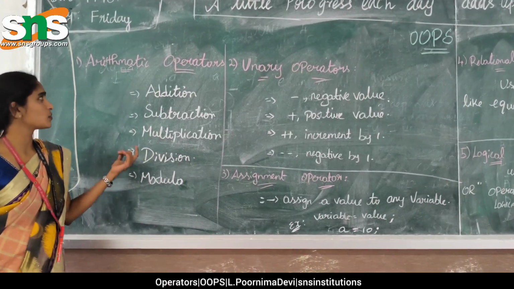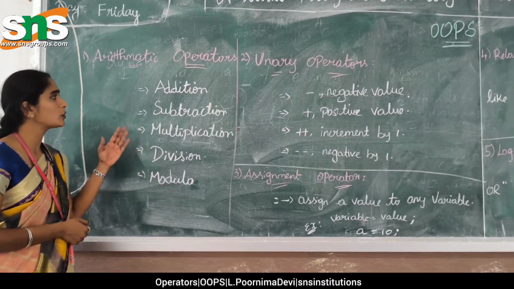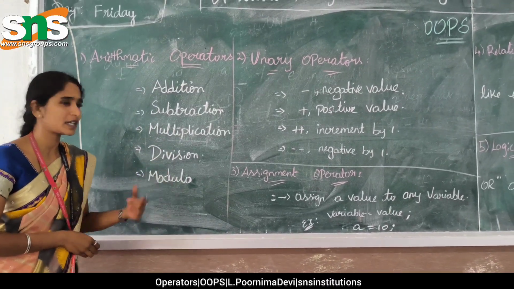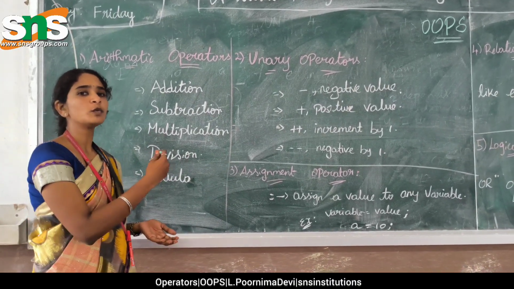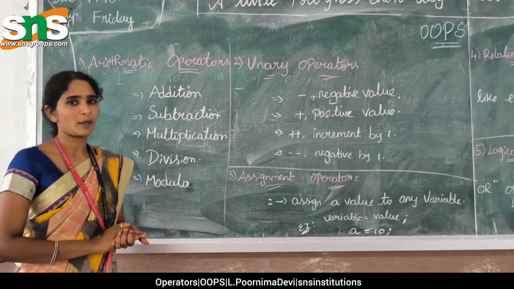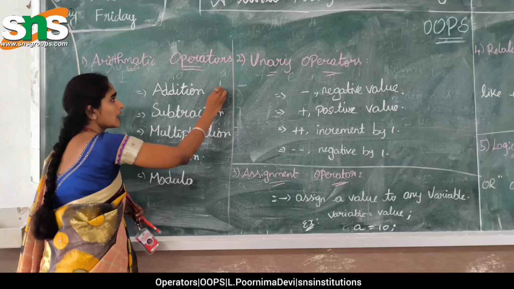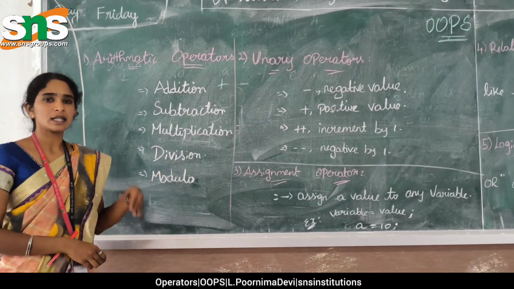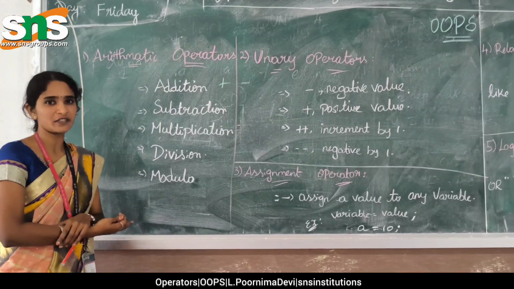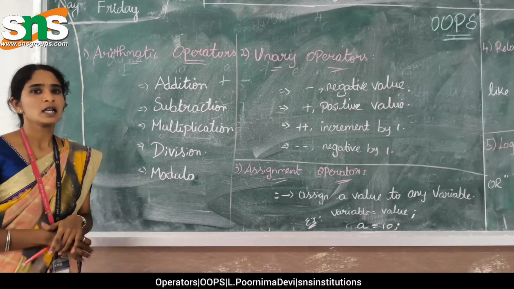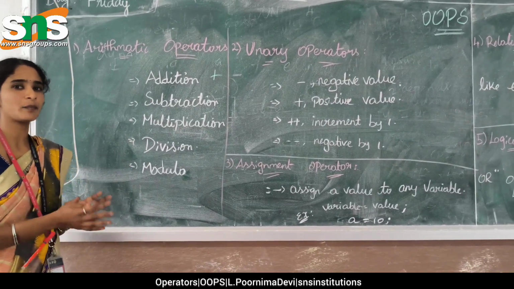In these operators, the first one is the arithmetic operators. In arithmetic operators, we use addition, subtraction, multiplication, division, and modulo division. These are all the basic arithmetic operations which we include in our Java program. So this is the addition. We already know the addition of two numbers, the subtraction of two numbers, the multiplication, the division, and also the modulo division.